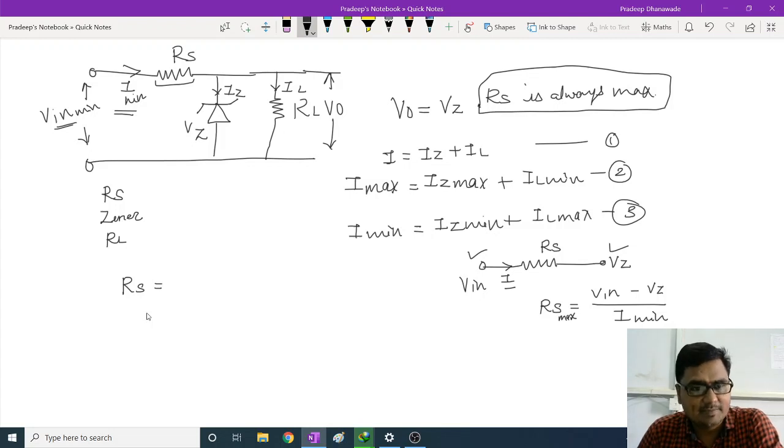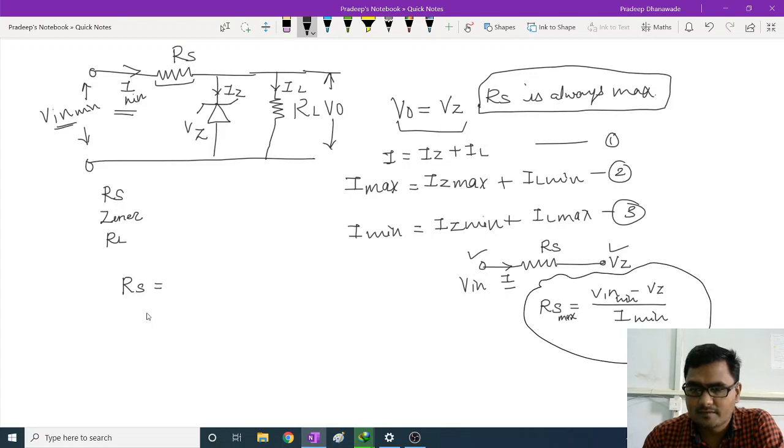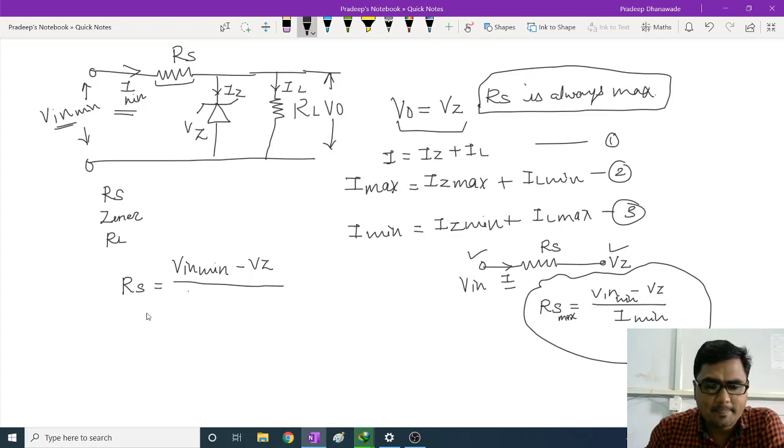So it means this I is proportional to the input voltage. So when will this I be minimum? Obviously when you keep the input voltage minimum. So here I have to write Vin minimum. And what about Vz? This is a constant voltage, you can't change it. You can write Vz or Vo, because Vz is equal to Vo. So check out this equation. RS is equal to Vin minimum minus Vz divided by I minimum.